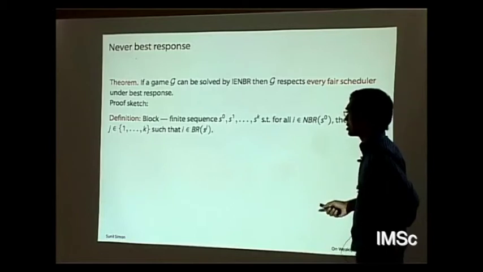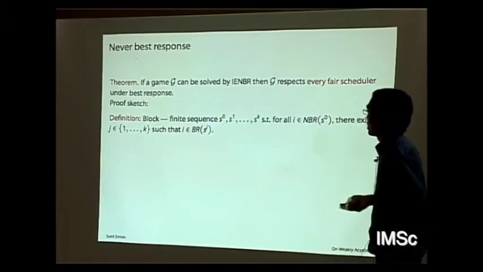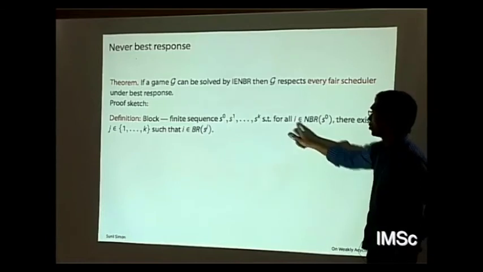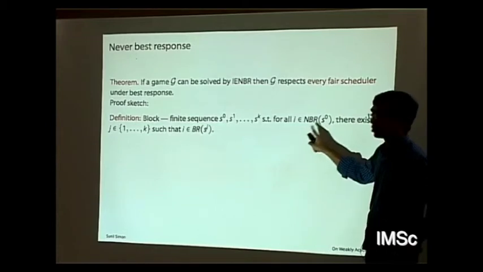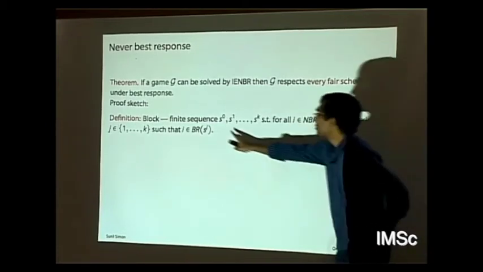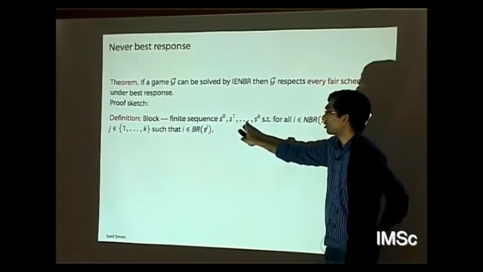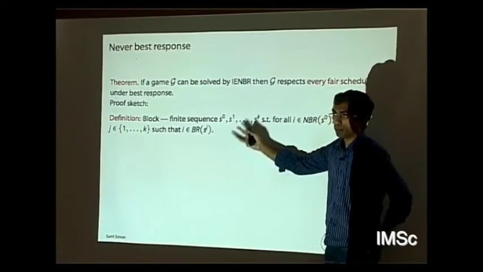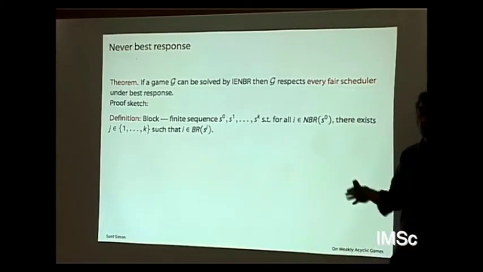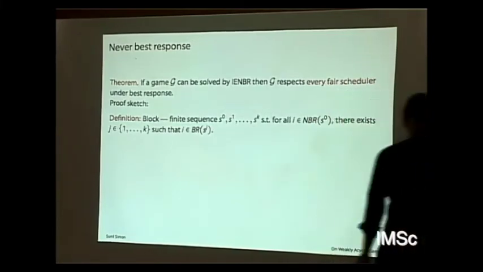The first thing you do is define what is called a block. A block is simply a finite sequence of strategy profiles, S1, S2 up to Sk, such that you take every player i who is not playing his best response in this first strategy profile S0. So you take every player i who is not happy in this first strategy profile. It says that there is some strategy here where he actually becomes happy in this block. It could be that other players change and he becomes happy, or it could also be that he is scheduled and then he becomes happy. So this is called a block.